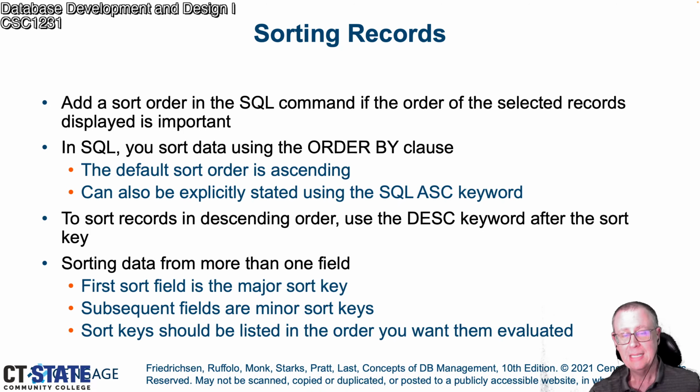You don't have to just use one field to sort by. You can sort by, first of all, the major key, then any minor keys. And each field that you're sorting by can be sorted either ascending or descending, independent of the other fields. But you list the sort keys in the order that you want them evaluated. Primary key or major key first.